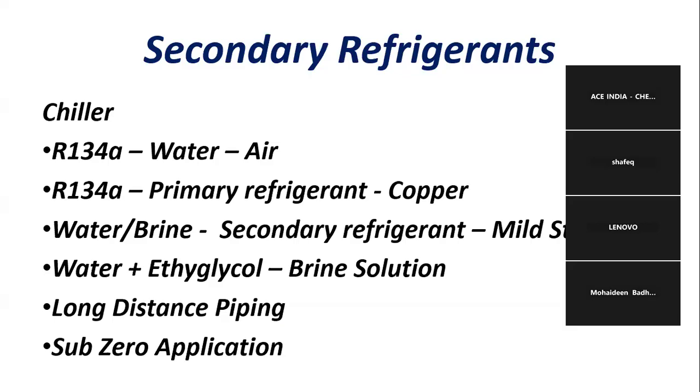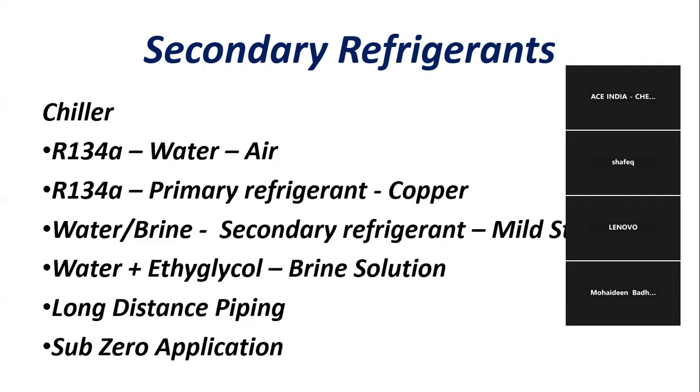And once again, the refrigerant name of water is R718. R718 means the refrigerant name of water. And for air, the refrigerant name is R729. Then these kinds of brines. So what do you mean by brines? Brine is a solution where you will be mixing water along with ethyl glycol. That's what is called a brine.